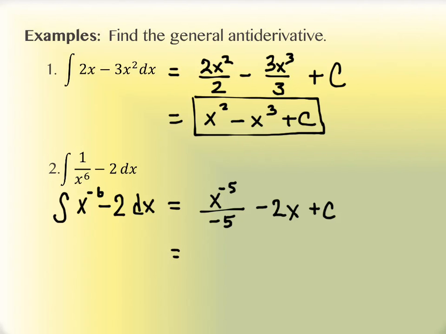Yeah, so we take it down. The negative 5 is going to still be negative 5. You can either leave the negative down in the denominator or put the negative in front. It doesn't matter. And then the x to the negative 5th will be in the denominator now as x to the 5th. And then minus 2x plus c.